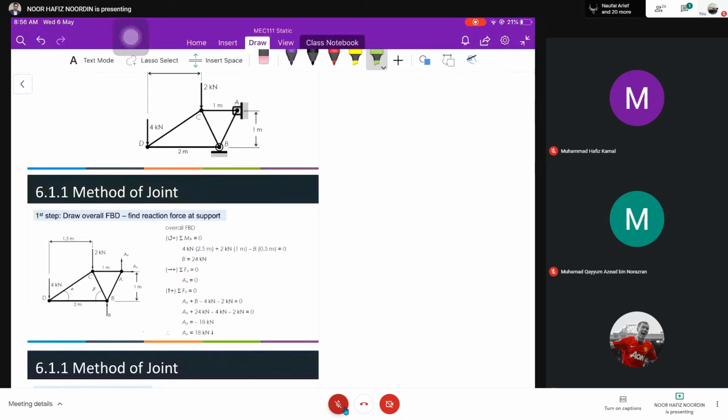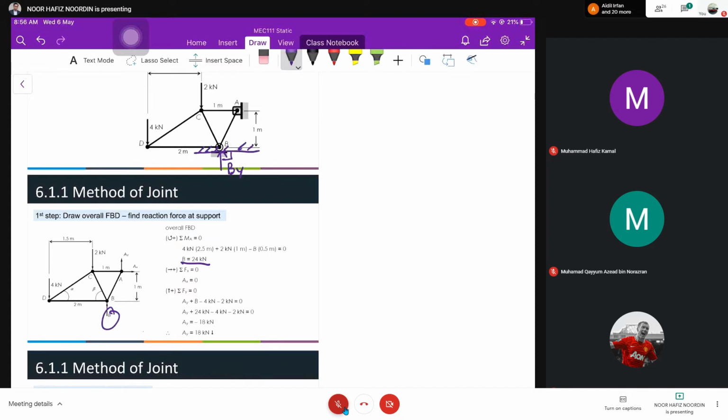So from that we can calculate the value of B. B is at the roller. As we all know, for a roller the reaction force is perpendicular to the surface. So this is the surface, so the force will be perpendicular to the surface. That's why we only have B here. And for A, that one is a pin. When it is a pin, we have force in the Y and also X axis.